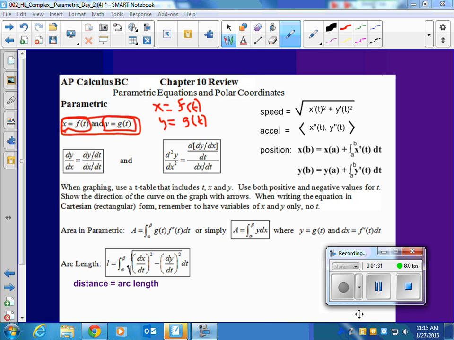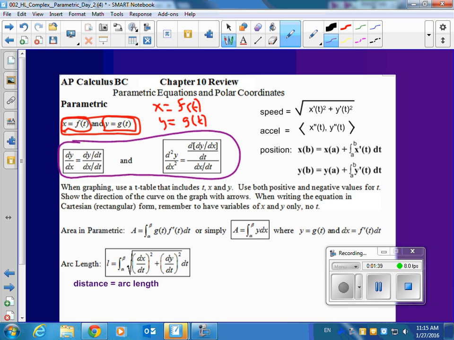All right, so here's what we were talking about with parametrics. And you have the two equations here. If you want to know slope or second derivative, you just take dy dt over dx dt. Simple. But if you take the second derivative, you take this answer here and divide by dx dt. It has to do with this process of d dx with dy dx. So this here is the derivative.